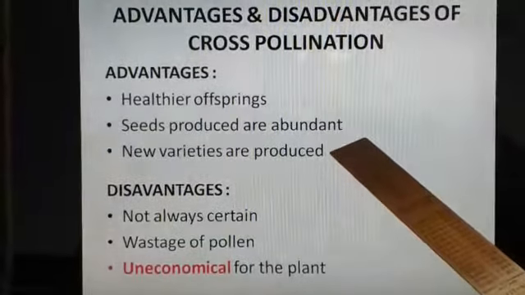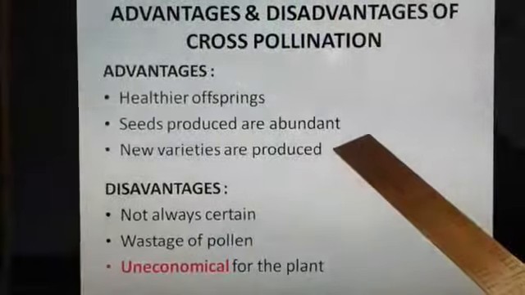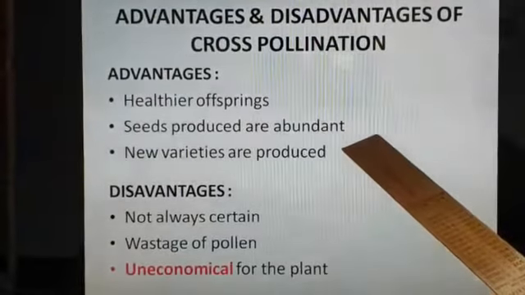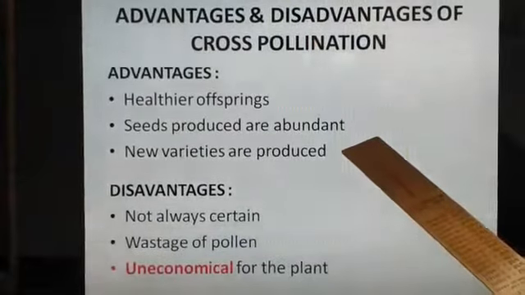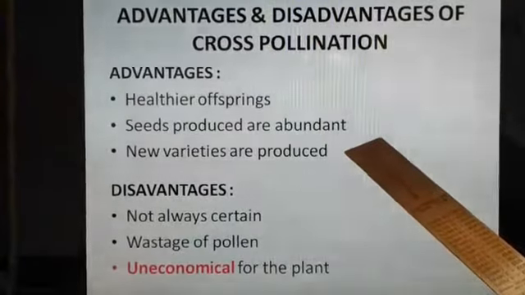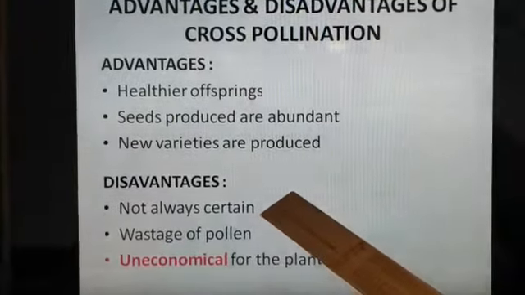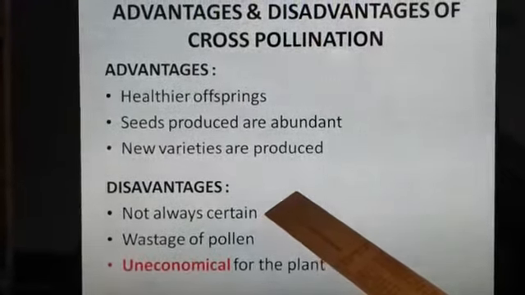There are new varieties produced because it is a cross between two different varieties. So the offsprings get characteristics from both the varieties of plants. The disadvantage of cross-pollination is it is not always certain.